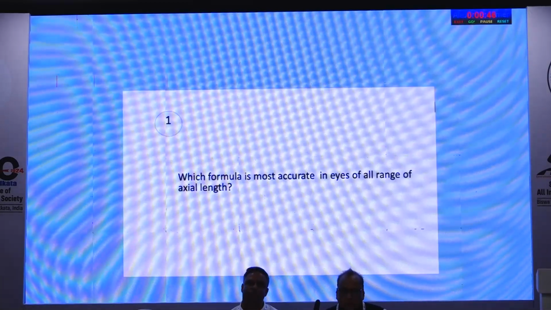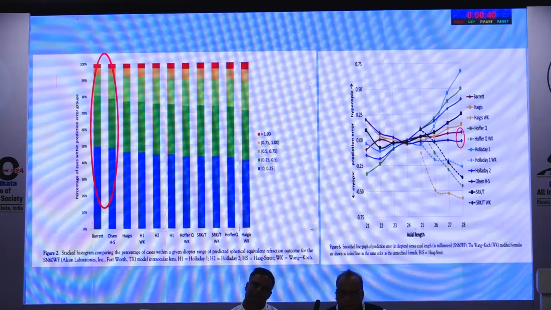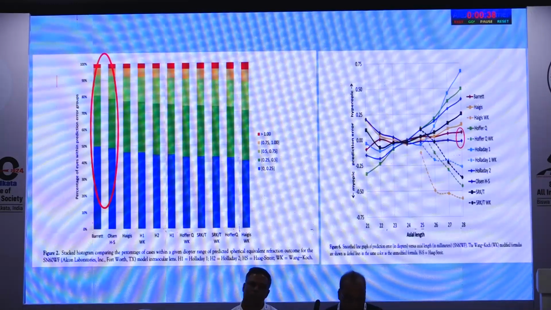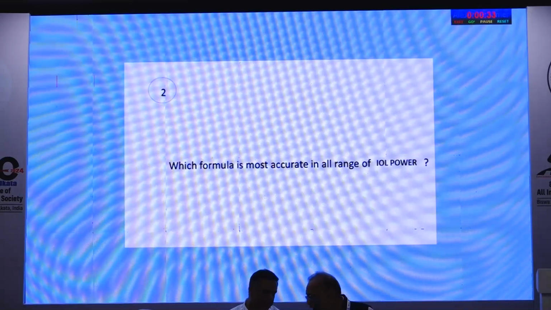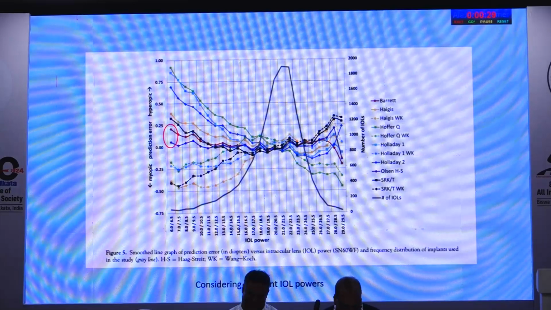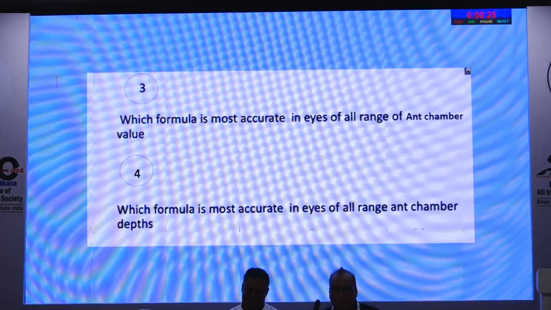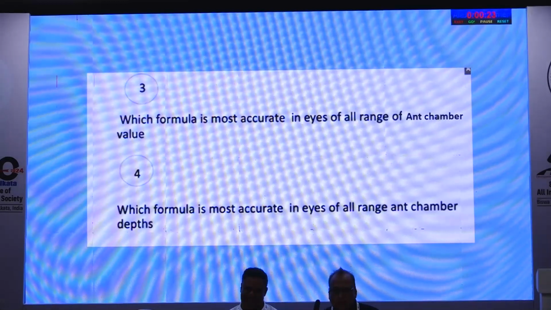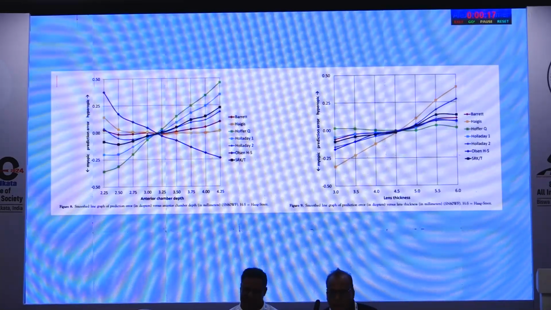Now, for the comparison of regression formulas, there is a beautiful article by Melles, Holladay, and Chang. Which formula is most accurate in all ranges of axial length? It shows that the Barrett and the Olsen are better, and the same is true for the most accurate formula across all ranges of IOL power, where again the Barrett and Olsen are better. Now, which formula is more accurate in eyes with all ranges of anterior chamber depth? Here again, Barrett is better than the others.